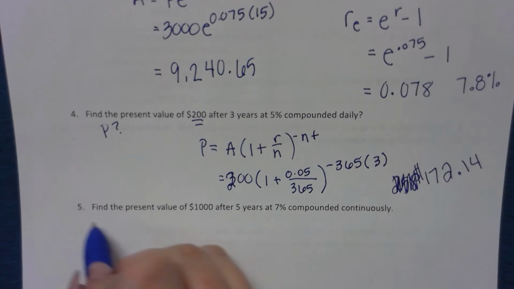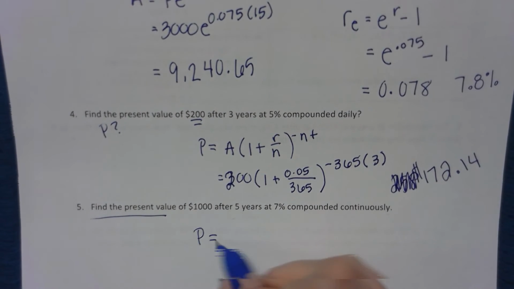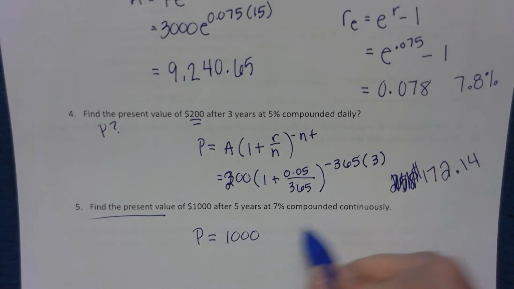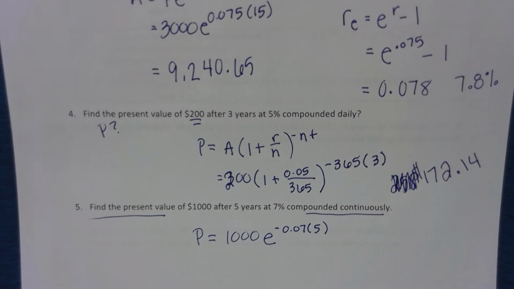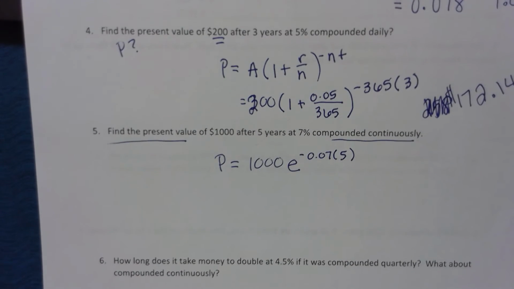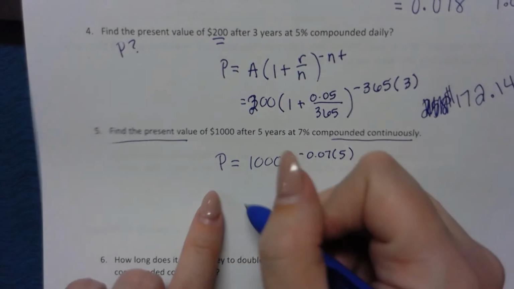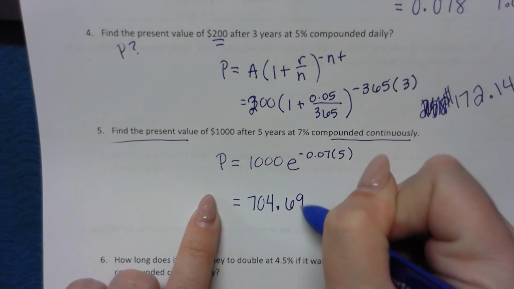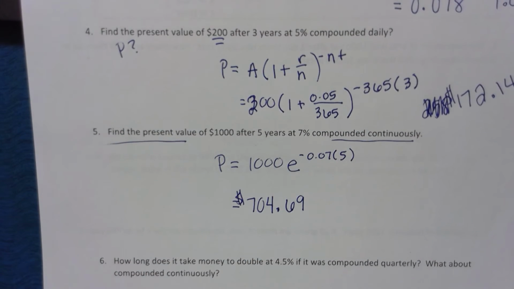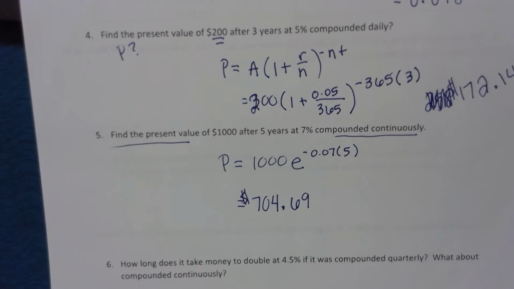Compounded continuously, find the present value. So P equals A, so 1,000. Because it's compounded continuously, we have e to the r times t, but because we switched A and P, we have to make the exponent negative. So $704.69 we would have to invest now so that in 5 years I have $1,000.